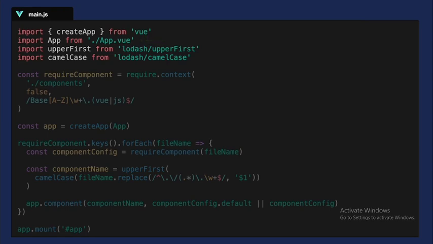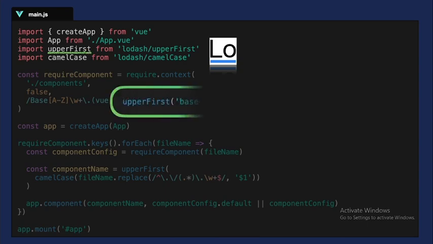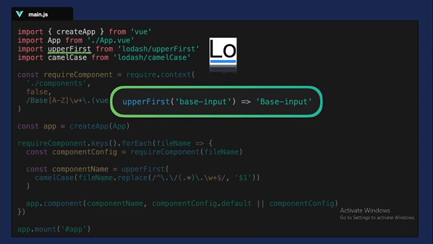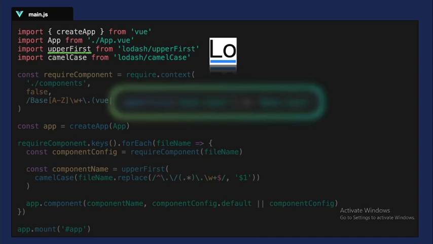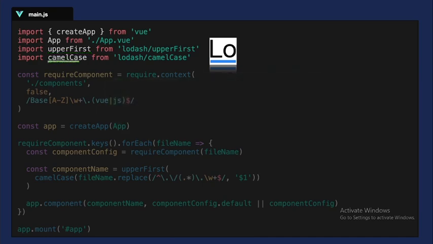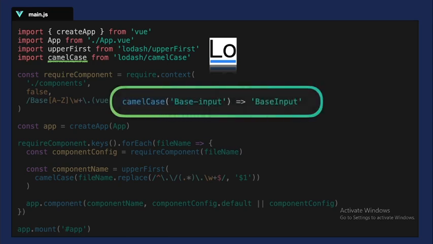Finally, we import upperFirst and camelCase from Lodash, a JavaScript library that provides utility functions for common programming tasks. upperFirst converts the first character of a string to uppercase. In this example, base-input turns into Base-input, but with a capital B. camelCase converts a string to camel case. In this example, we can see that Base-input with a capital B gets turned into BaseInput with a capital B and a capital I, and the dash is removed.